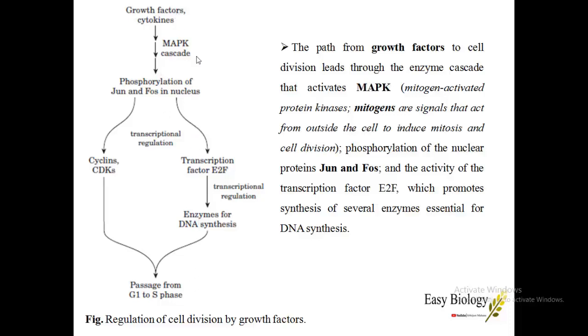This is the diagram which explains the previous slide, where the growth factors and cytokines phosphorylate the Jun and Fos proteins present in the nucleus. This phosphorylation occurs through the MAPK cascade. MAPK means mitogen activated protein kinase. These mitogens are the signals that act from outside of the cell to inside, promoting mitosis and cell division. The phosphorylation of Jun and Fos proteins in the nucleus produces cyclins, CDK and the transcription factor E2F. This transcription factor synthesizes the enzymes required for DNA synthesis, and those enzymes will take part in the S phase in DNA replication.